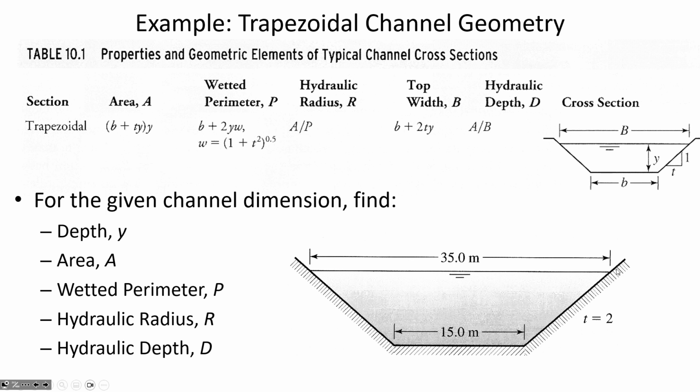It's 35 meters across the top. So capital B is 35 meters, and lowercase b is 15 meters. Okay, so what that tells us is it appears to be a prismatic channel that has the same side slope on the left and on the right. See how it says t equals 2? What that means is that for each 1 unit of vertical on the side slope, there are 2 units of horizontal on the side slope.